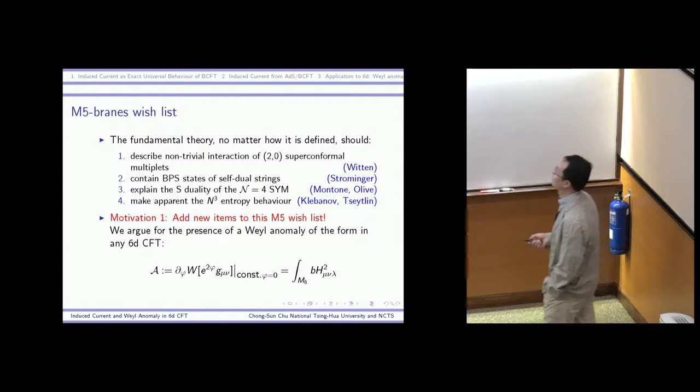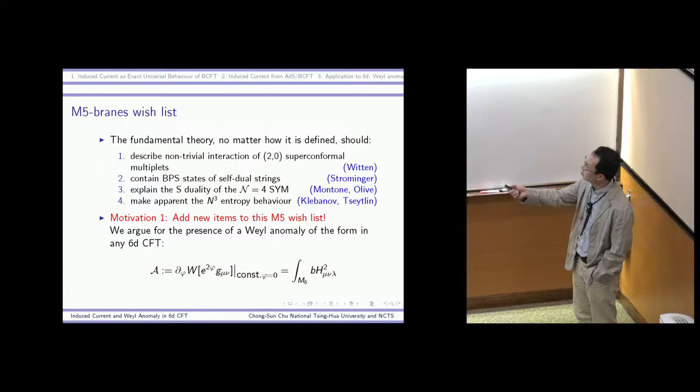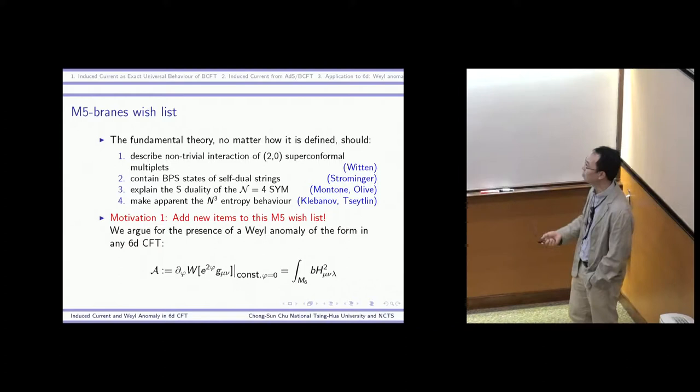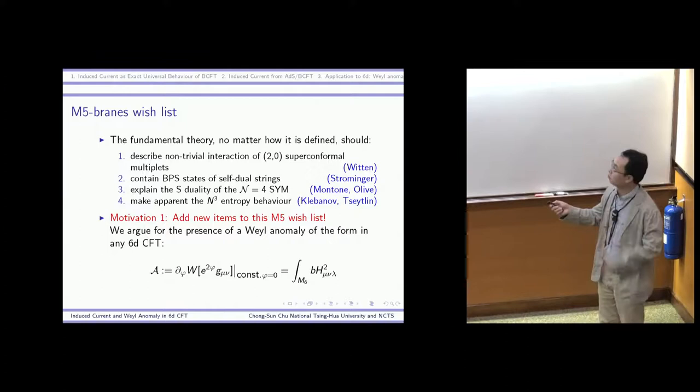So what I will show today is that we argue for the presence of a Weyl anomaly. No matter how the theory is defined, there's going to be a partition function. It may come from a path integral, maybe from some other construction, whatever. And if we scale the metric by a constant factor, then we can detect the anomaly. This is called a Weyl anomaly.